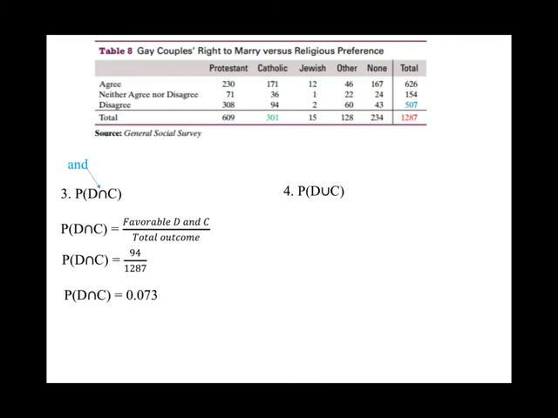Okay, number 4, D or C. Remember I say every time we're looking for the probability using or, you need to think about the addition rule. First, you need to know if these two events are mutually exclusive or not. Mutually exclusive means they can't happen at the same time.